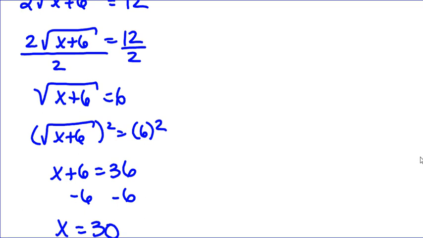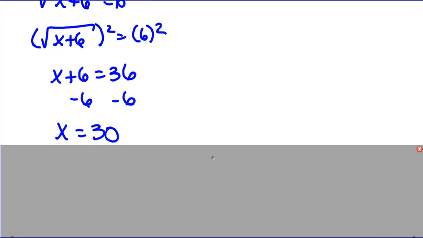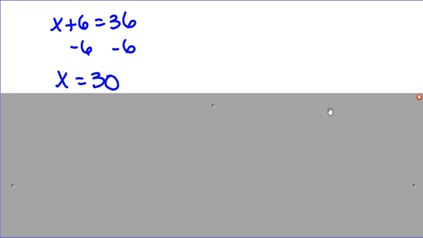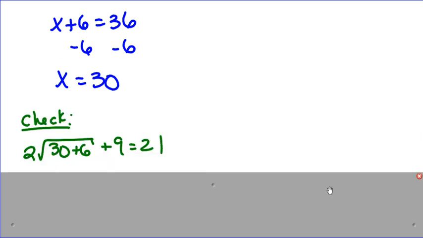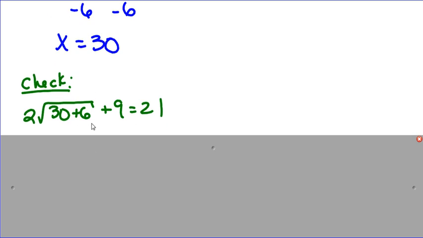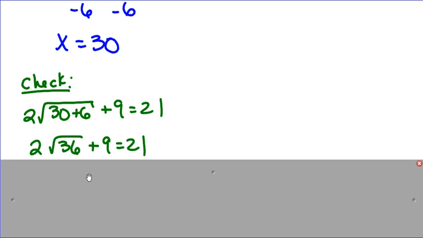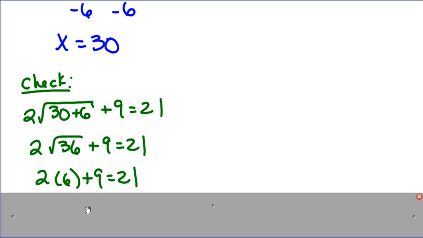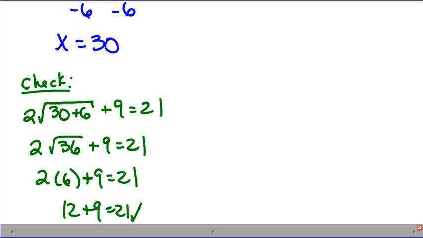So x equals 30. Again, we have to see if 30 is valid for the equation, so we're going to substitute it back in and see what results. Order of operations, we have to simplify underneath the radical first, so this would be the square root of 36. 36 is a perfect square, and so we know the square root of 36 has a value of 6. 2 times 6 would be 12. 12 and 9 give us a total of 21. So that's a valid result. X has to be 30.